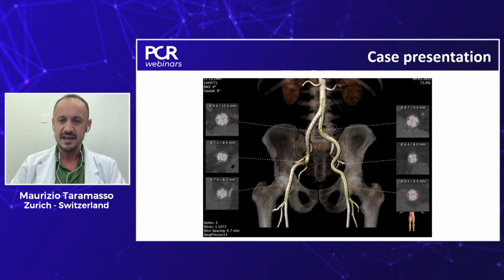From the access side, no particular issue. The accesses were both pretty big, no tortuosity. As I told you already before, our standard is to use the right common femoral artery for the valve, and then the contralateral femoral for the diagnostic access. And then we usually use on a routine basis also a cerebral protection device. So our third access is the radial access for the Sentinel device. Next slide.